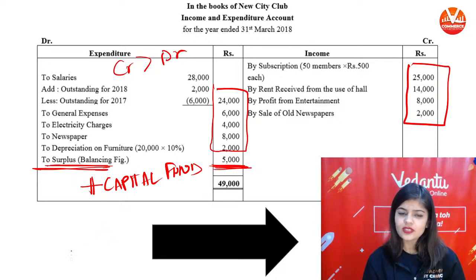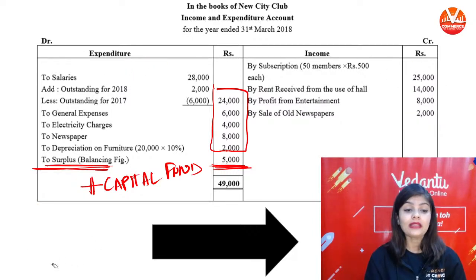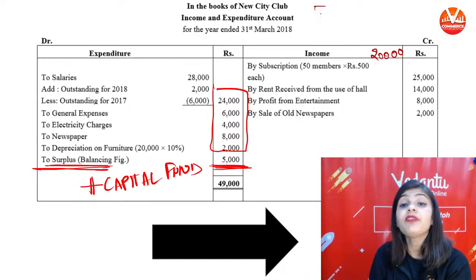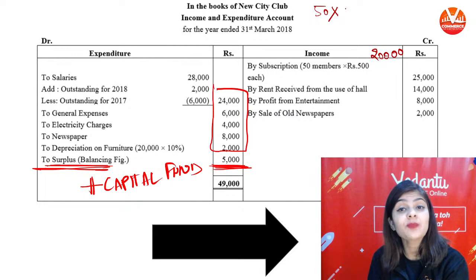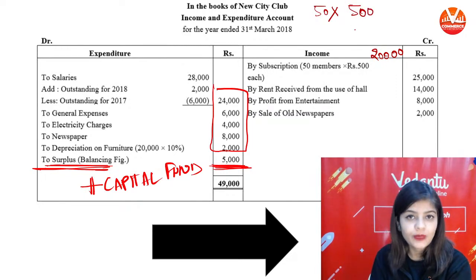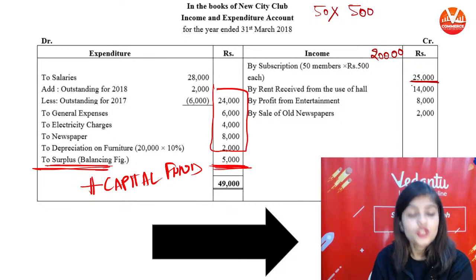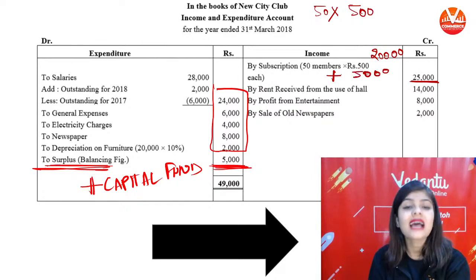Subscription 20,000, no ma'am. Ujjwal, they were 20,000, but subscription received in the current year is 20,000. It is received, but there are 50 members and each member is paying 500 rupees. So 50 multiplied by 500 should be 25,000. So 5,000 rupees which is not received is outstanding subscription for the current year.